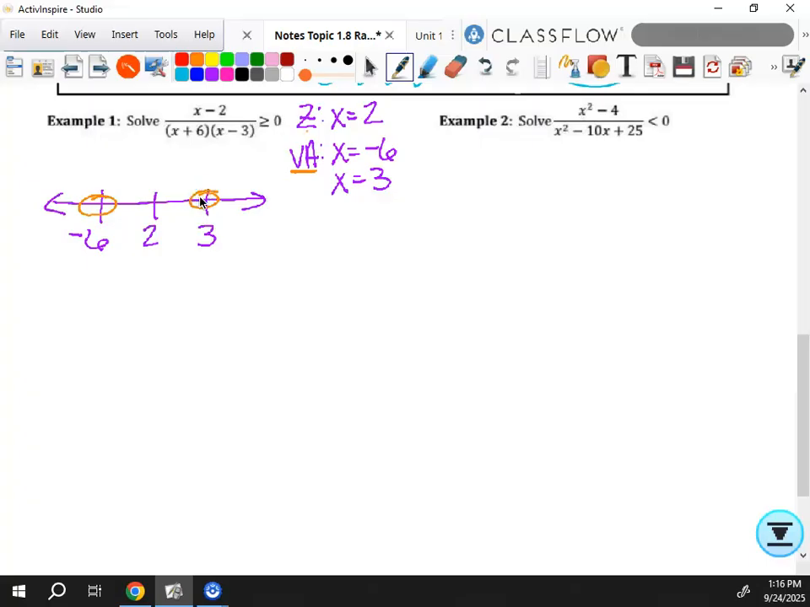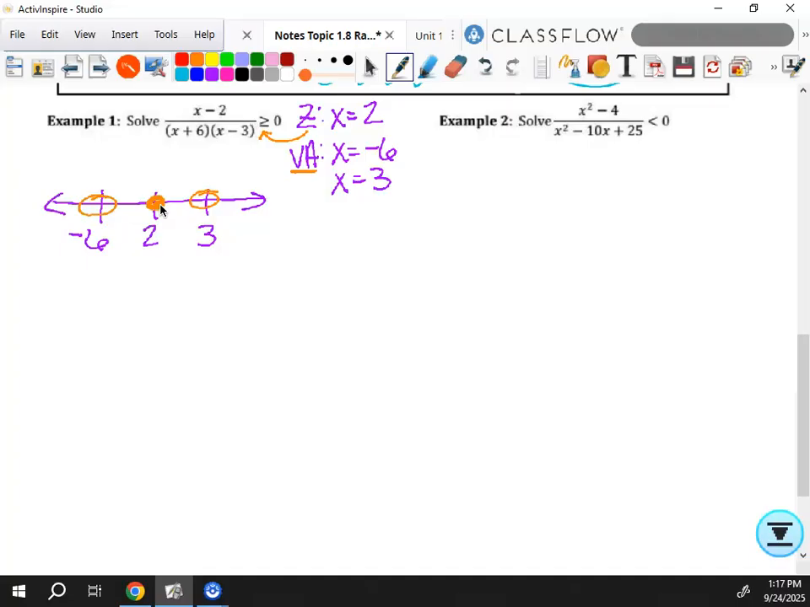Your zeros are dependent upon that inequality sign, whether it's included or not. Since that has the line underneath it, this is a closed circle. Okay, so that will help me with my answers in the end. I don't have to overthink anything.